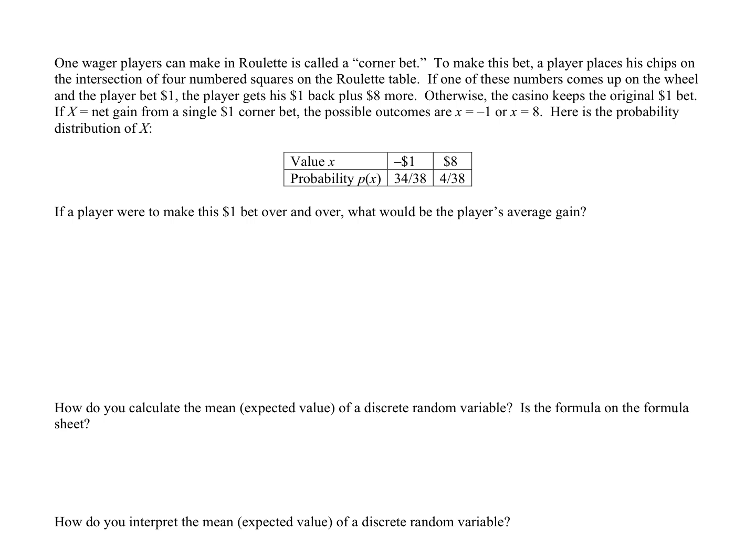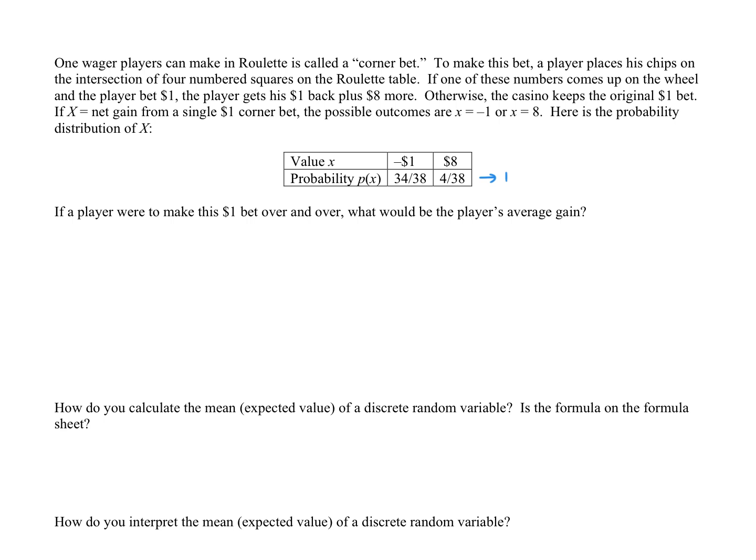X is the net gain from a single $1 corner bet. Therefore, the only options are the person lost $1 or gained $8. The table shows those two possibilities and then their probabilities. We talked about this last time. How do we know that this is a valid probability model or a valid distribution? Okay, probabilities have to add to 1.